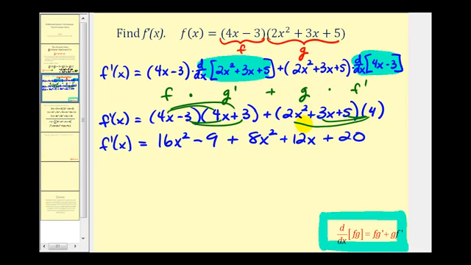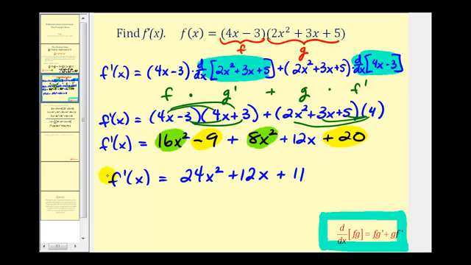Now let's combine our like terms. We have 2x squared terms, and we also have two constants. So our derivative, or f prime of x, is equal to 24x squared plus 12x, and then negative 9 plus 20 is equal to 11, so we have plus 11. This is our derivative function.